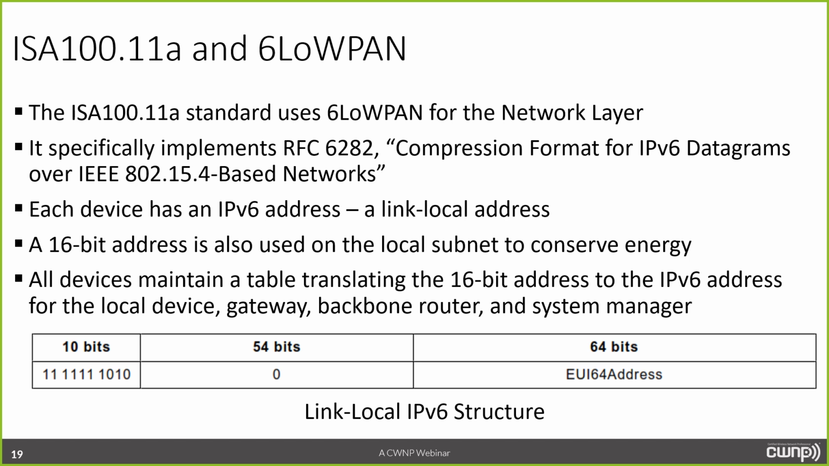Each device has an IPv6 address, a link local address. A 16-bit address is also used on the local subnet to conserve energy. In other words, we don't need that 16-bit address everywhere, right? We can do less data processing and save energy in possibly battery-powered devices. And then all devices maintain a table that translates the 16-bit address to the IPv6 address. And that's why we can communicate on the local subnet without needing the 64-bit address, but anywhere we get to, that nickname, that 16-bit address, can be translated to the 64-bit address when we do need to actually use its IPv6 address.